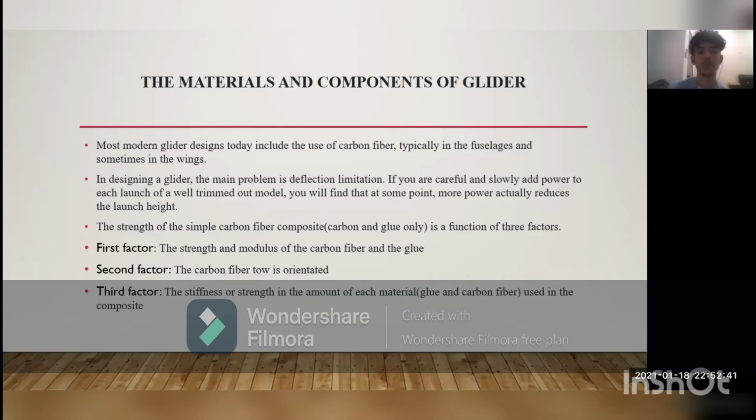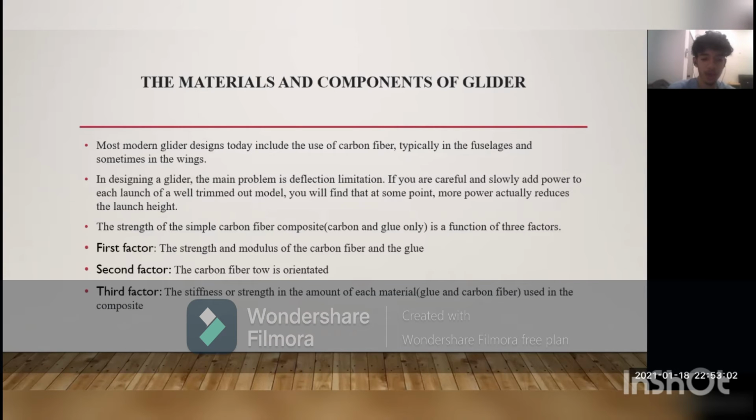Just think of a simple carbon fiber composite between carbon and glue only. It is a function of three factors. The first factor is the strength and modulus of the carbon fiber and the glue, and the second factor is how the carbon fiber is oriented.